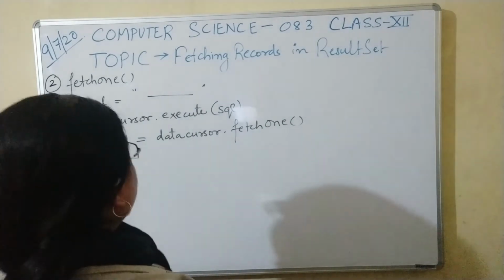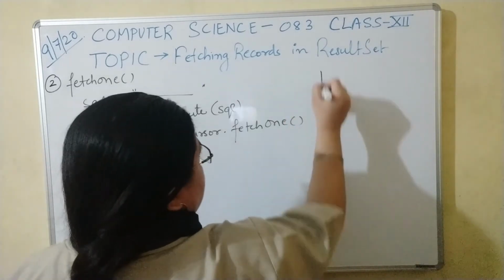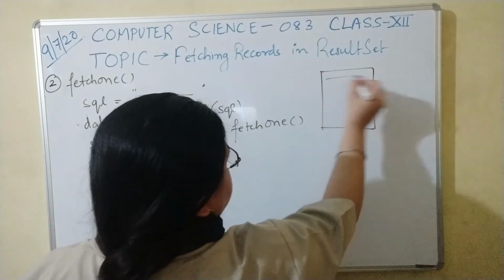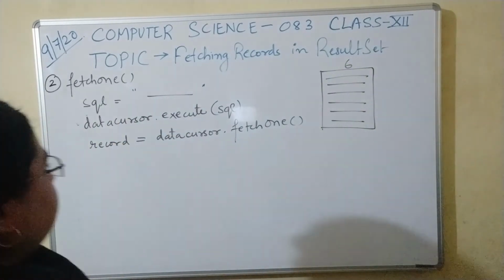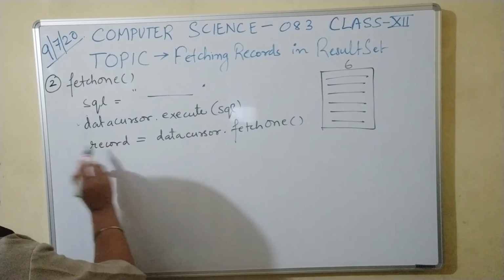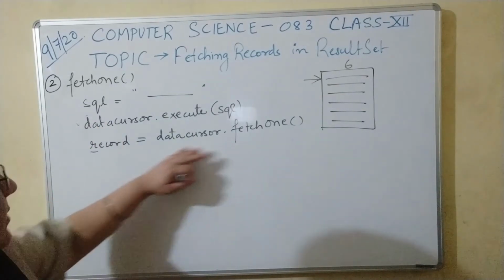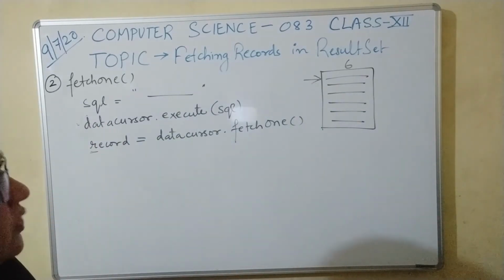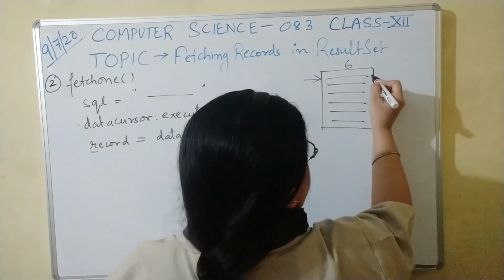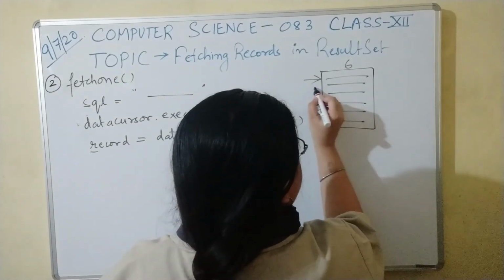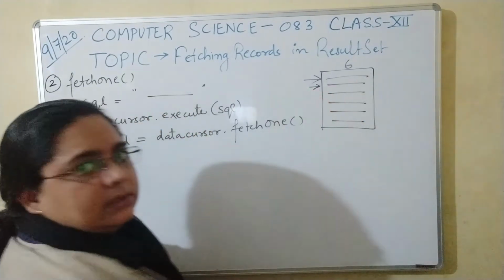So what will happen when this statement, data cursor dot execute, is executed is that your cursor already contains 6 tuples. Right in the beginning, before fetchone is executed, your pointer is set over here. After data cursor dot fetchone is executed, your pointer will be set at the end of the first record, which is the beginning of the second record. The end of the first record is the beginning of the second record.